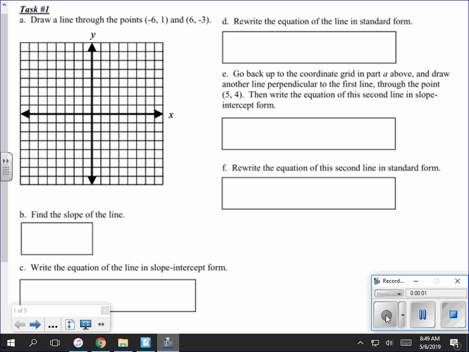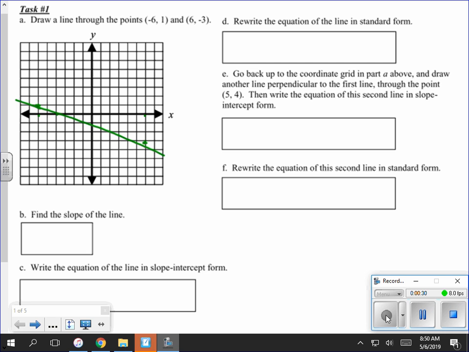This is the performance task practice final. So task number 1, draw the line through the points -6, 1 and 6, -3. 1, 2, 3, 4, 5, 6, 1. And 1, 2, 3, 4, 5, 6, 2, 3.